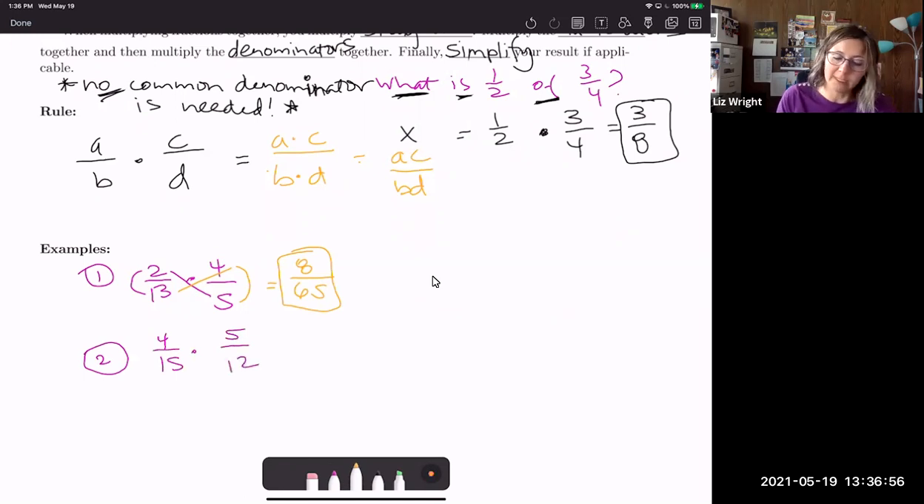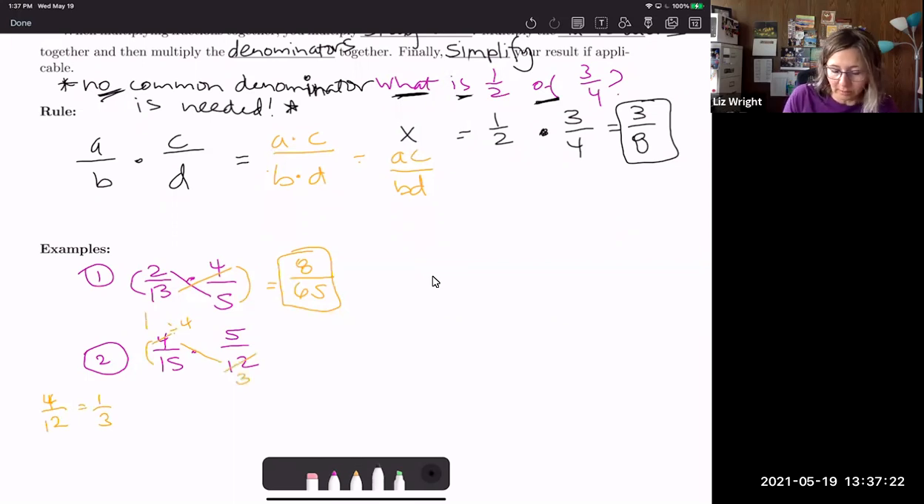4/15 times 5/12. So again, I'm looking from numerator to denominator, nothing, numerator to denominator. Yeah, I can reduce 4/12. Think about that. What would 4/12 actually reduce to? It would reduce to 1/3. So that's exactly what I'm going to do. I'm going to divide this by 4, which gives me 1, and I'm going to divide that by 4, which gives me 3.